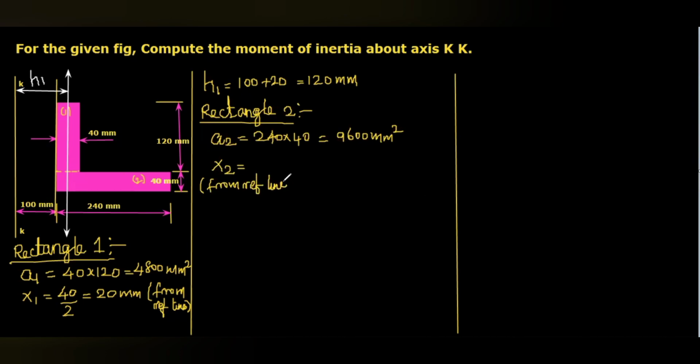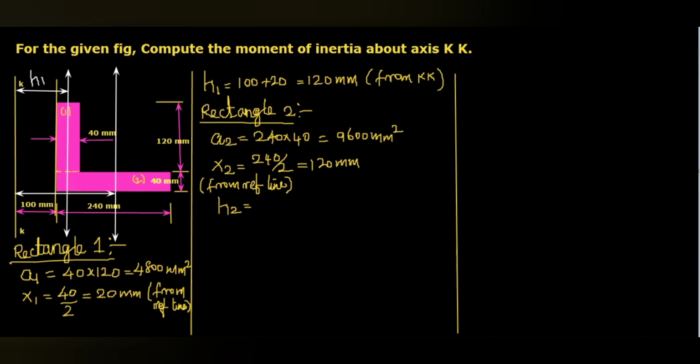Then X2, same, this is from a reference line, not from KK. This is from the reference line, not from axis KK. So X2, here you can see from this, 240 by 2. So we can say this is 120 mm. Here, this 120 means the axis will be this one. That means 240 by 2. So this will be the other axis that passes through its center of gravity, and then this is the distance.